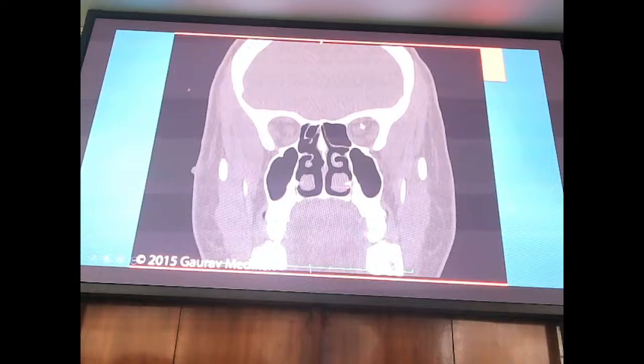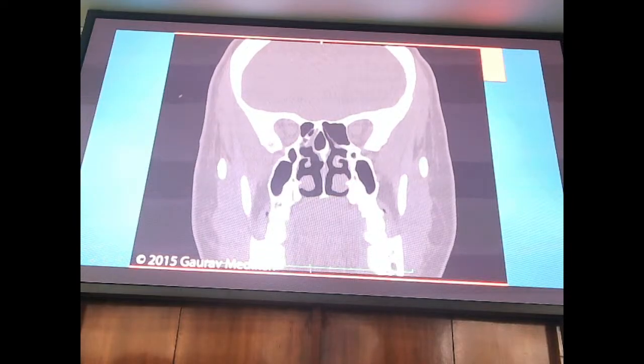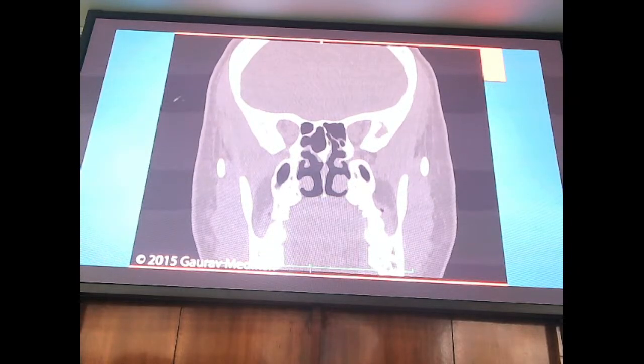So here you can also see the descending palatine vessels. Whenever you do an extended maxillary antrostomy, you will see the descending palatine. This is how it goes through. Okay, and you can start to see the appearance of the superior orbital fissure here.